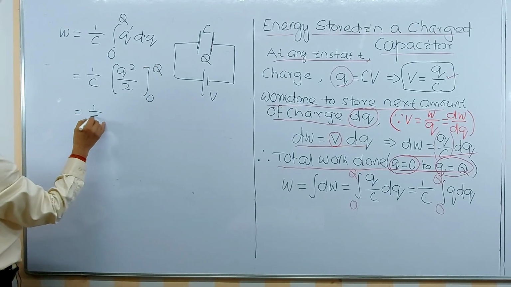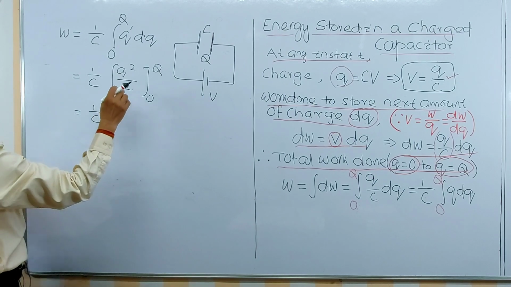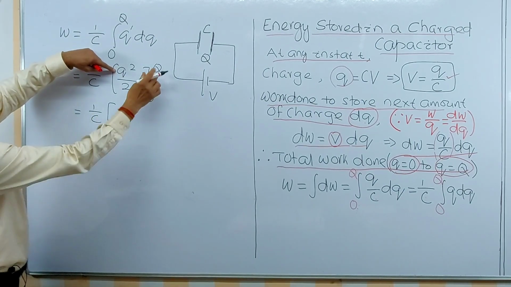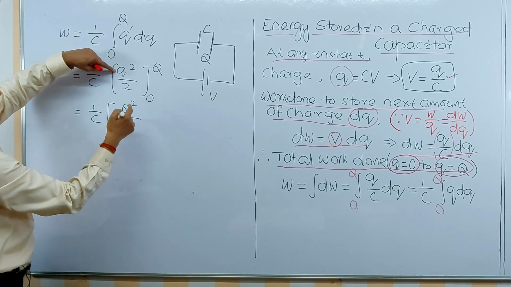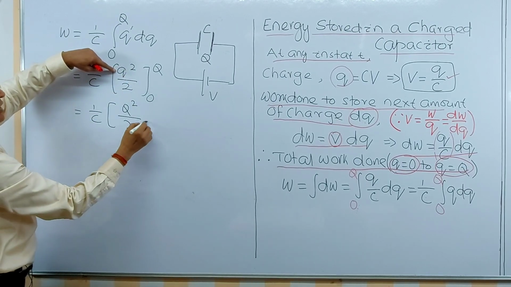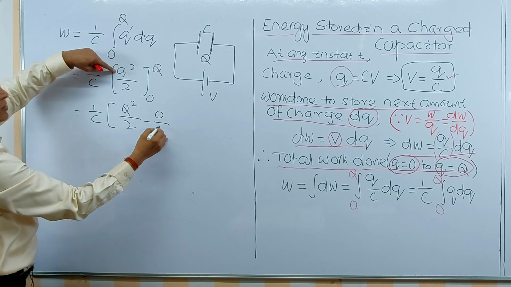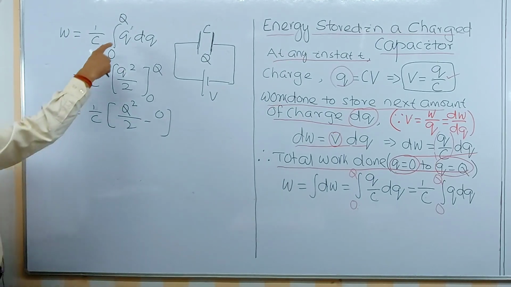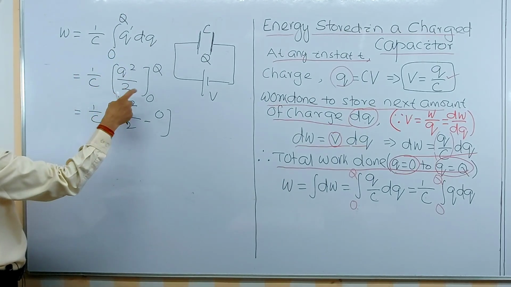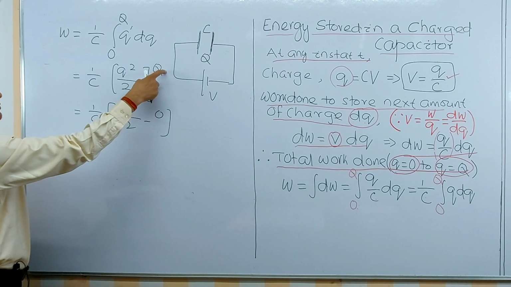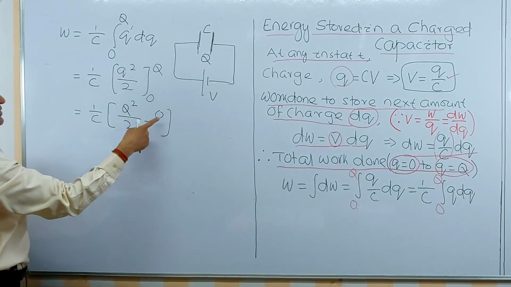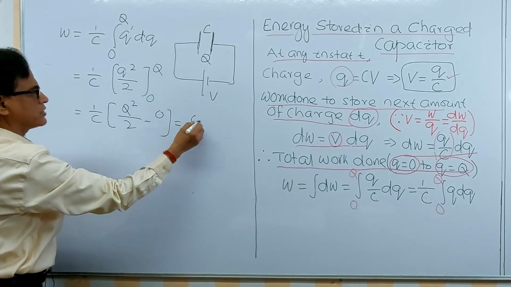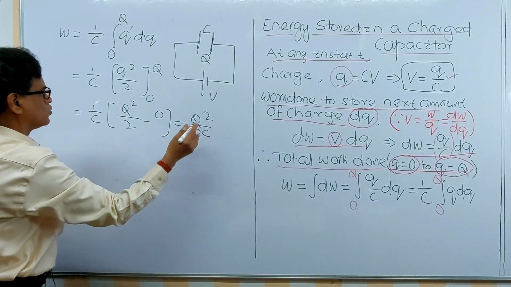I think you know the process by which you can substitute the limits. Q is a variable, so capital Q, the upper limit, should be substituted for this Q, and for the lower limit we substitute 0, so 0 square by 2 is obviously 0. First put the upper limit, write Q square by 2, minus the lower limit, 0 square by 2, which is 0. So we get Q square by 2C.